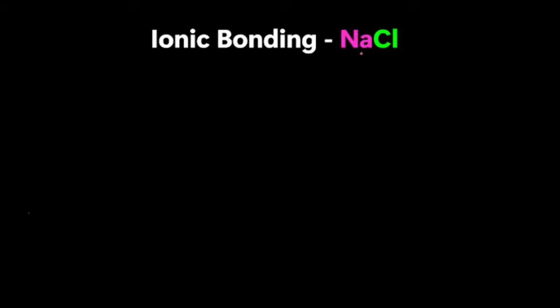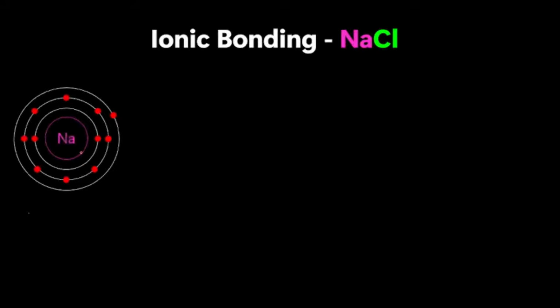In sodium chloride, we have two different elements, sodium and chlorine. Now let us have a look at the electronic configuration of neutral sodium and chlorine atoms. Here we have sodium atom with 11 protons and 11 electrons, and with electronic configuration 2,8,1: 2 electrons in the first energy level, 8 electrons in the second energy level, and 1 electron in the third energy level, which is the valence shell.